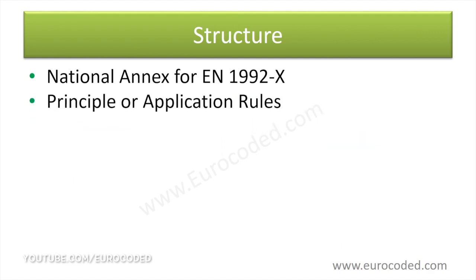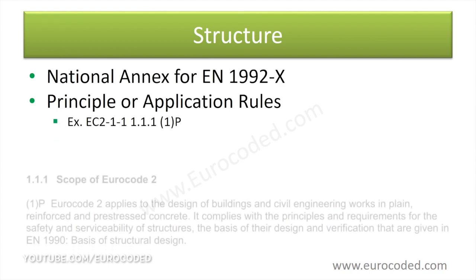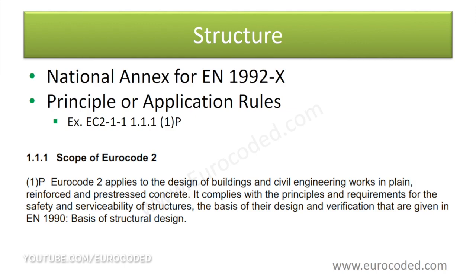Let's move on to principal rules and application rules. Principal rules have the capital letter P following the paragraph number. As you can see in the example I have highlighted here, the clause number 1 is within brackets right next to capital P. So that means it is a principal rule. The principal rules comprise general statements and definitions for which there is no alternative, as well as requirements and analytical models for which no alternative is permitted unless specifically stated. The application rules are generally recognized rules which comply with the principles and satisfy their requirements.